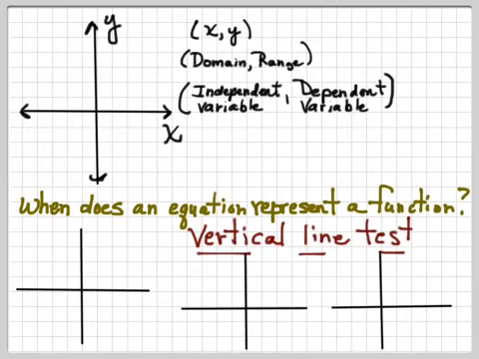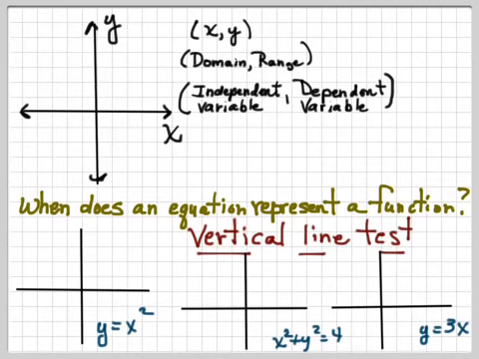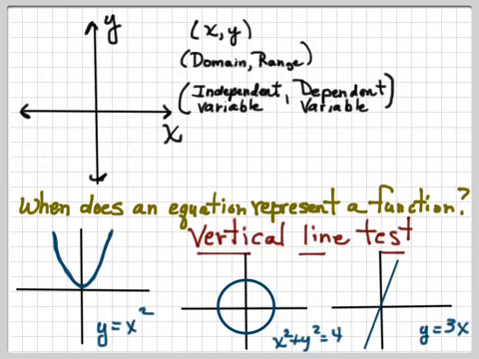So let's take a look at 3. We're going to do y equals x squared, x squared plus y squared equals 4, and y equals 3x. For the first one, that's a parabola, the second one is a circle, and the third one is a line. Okay, going back to the first one. When I draw vertical lines, there's no place on that graph where I hit the blue graph, not the x-axis, the blue graph, more than one place. So, yes, that is a function.